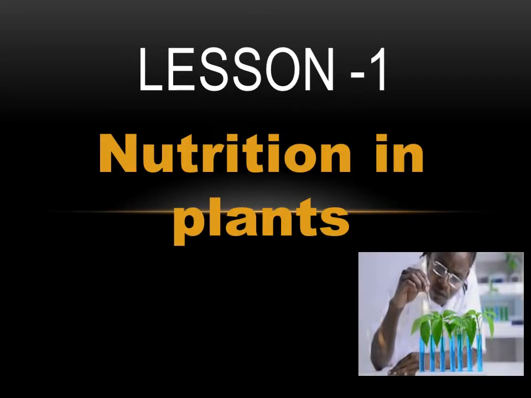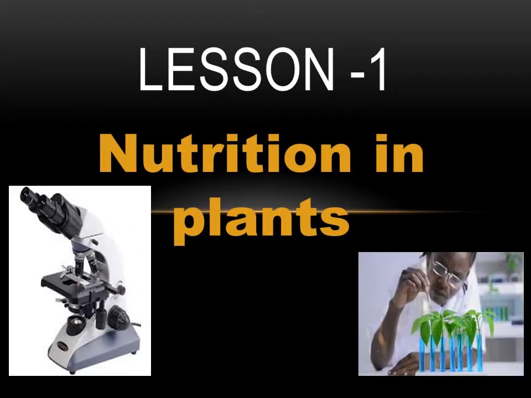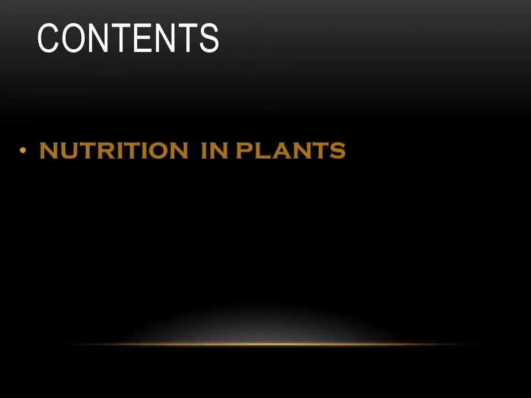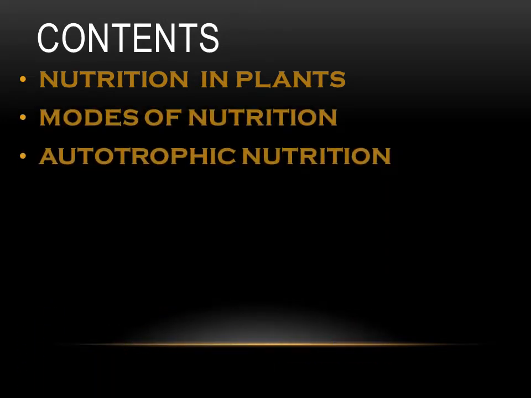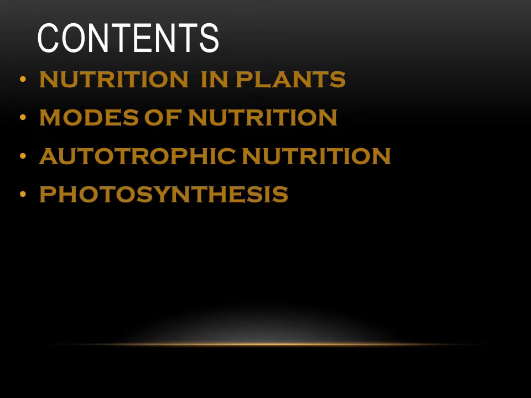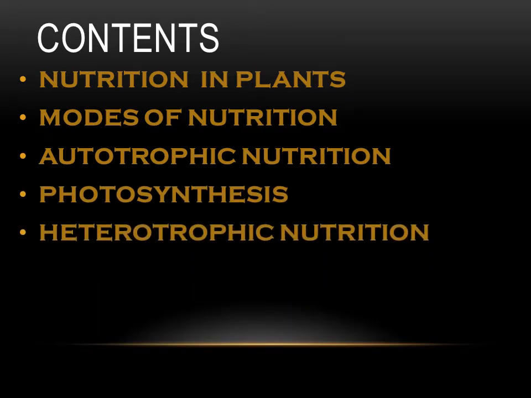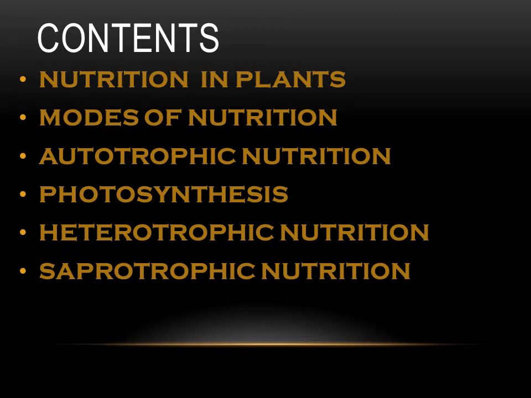Good afternoon, students. Today we are going to start the first lesson of the NCERT science book of grade 7, and the name of the chapter is Nutrition in Plants. Now let us see the major topics: nutrition in plants, modes of nutrition, autotrophic nutrition, photosynthesis, heterotrophic nutrition, and saprotrophic nutrition.